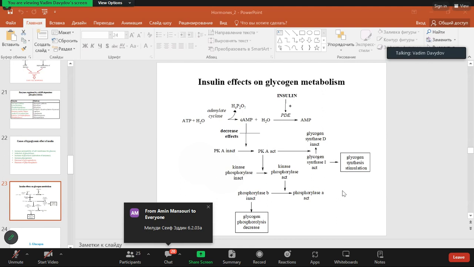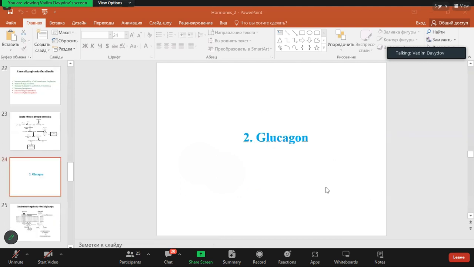So let's stop talking about insulin and begin discussion about the other hormone which is synthesized in the pancreas gland. It's glucagon. As I told you, glucagon is produced by alpha cells of the islets of Langerhans of the pancreas.